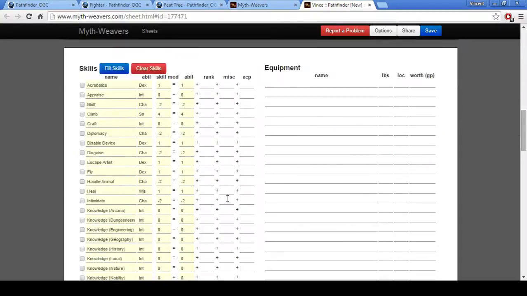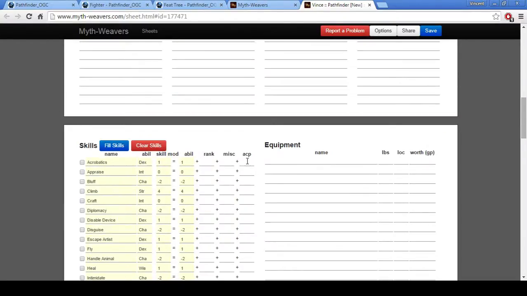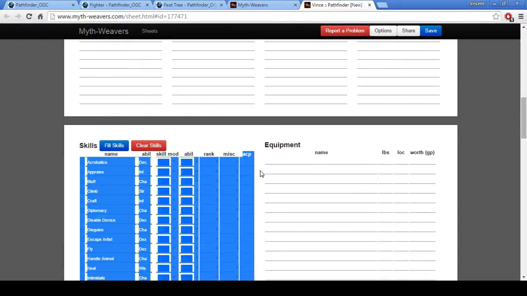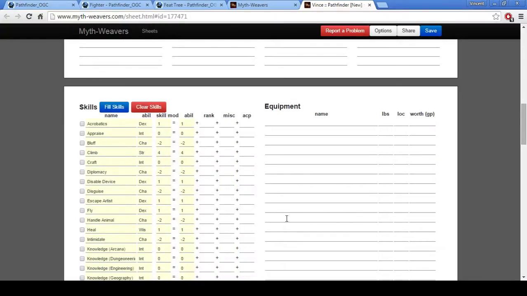So armor check penalty just gives you a minus to some skills, marked ACP, and you should be able to figure out which skills. Is it going to impact your ability to acrobatically jump around? Yes it is. If your armor check penalty is -2, write -2 in there. Is it going to impact your ability to appraise things? No, it is not. To bluff? No, it is not. To climb? Yes it is. So pretty much anything that is strength or dex based, you're going to take an armor check penalty for.